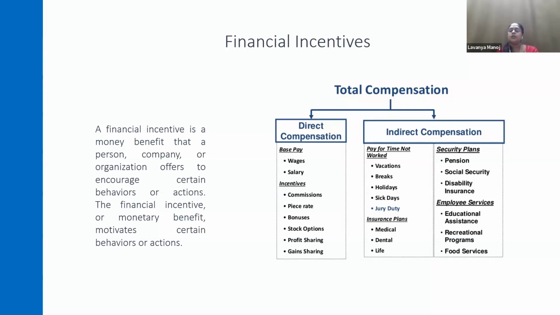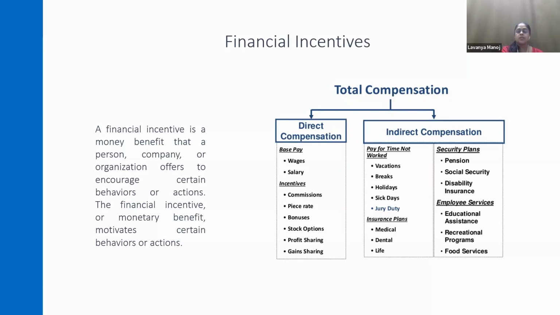So indirect compensation, that is giving them paid vacations, breaks, holidays, sick days, jury duty, and everything. Like government employees are given paid leave when there is an election happening in India, or vaccination happening here. They are being paid for conducting these election duties and vaccination duties. Insurance plans: medical insurance, life insurance, dental insurance, eye insurance, critical illness insurance, these kinds of insurance can be given as fringe benefits. Security plans: pension, gratuity, social security, disability insurance.